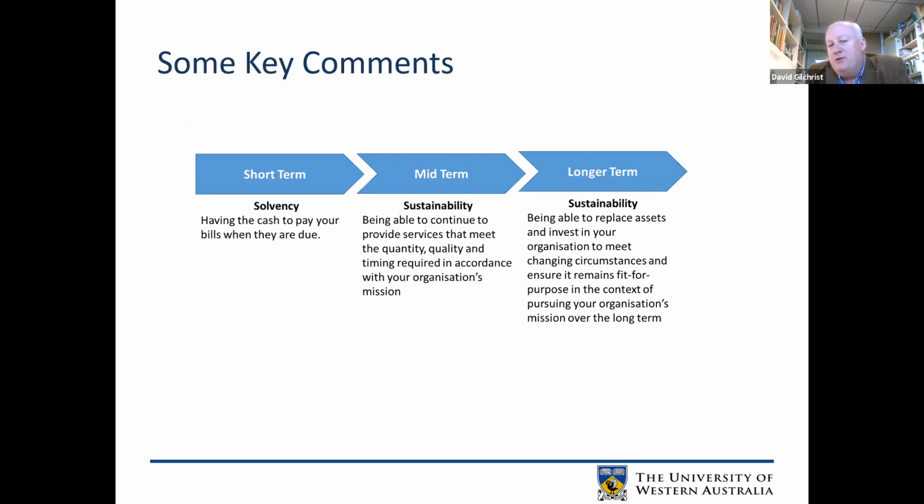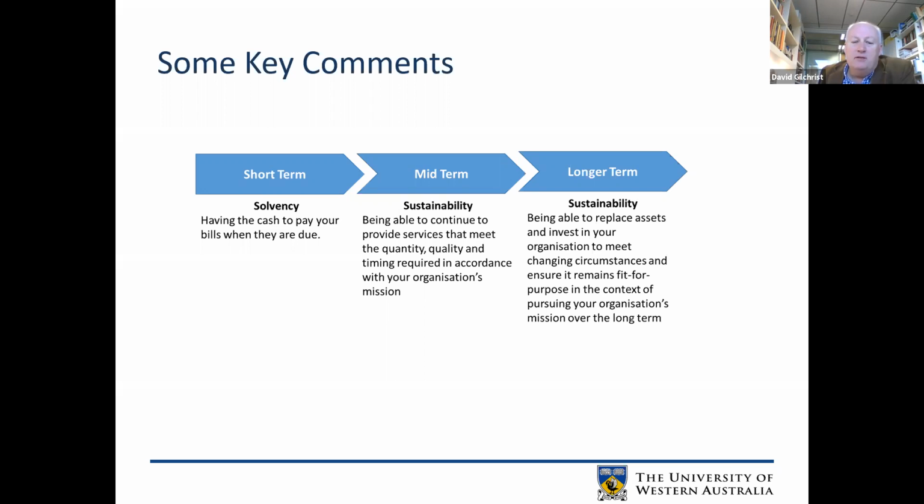seminar, relates to sustainability over the short, medium, and longer terms. And there are different types of sustainability that are relevant in that timing segment. So as you can see here, we talk about solvency in the short term, being able to pay your bills as and when they fall due. In the medium term, we talk about sustainability, as you can see, in the context of my definition of sustainability, being able to continue to provide those services in the quantity, quality, and timing required in terms of the mission or the purpose of the organisation. And then, of course, sustainability in the longer term relates to issues around asset replacement, the asset mix, and so on, which, as I say, we'll talk about next time we catch up in a month.